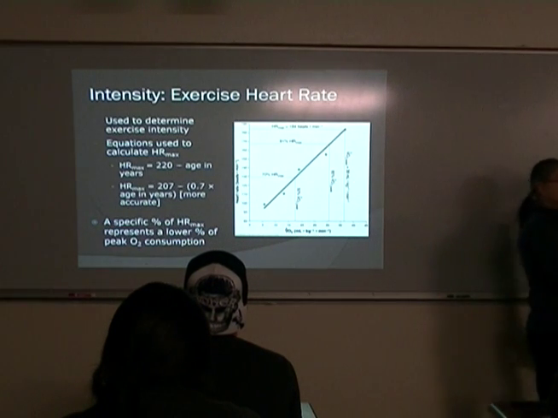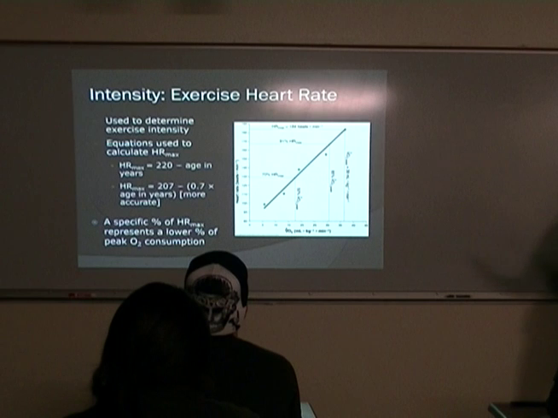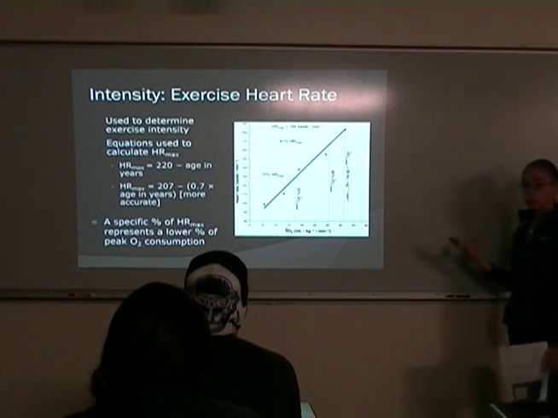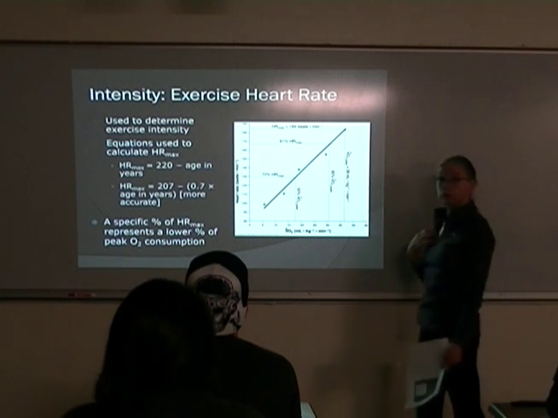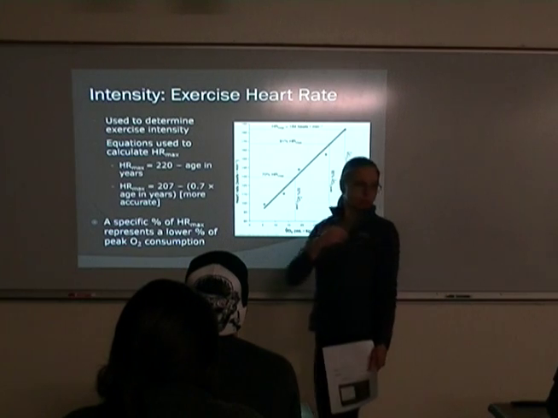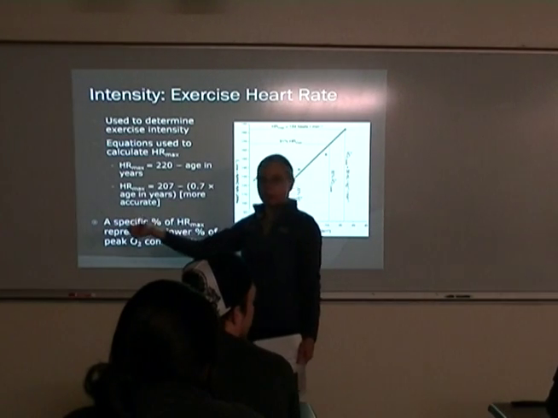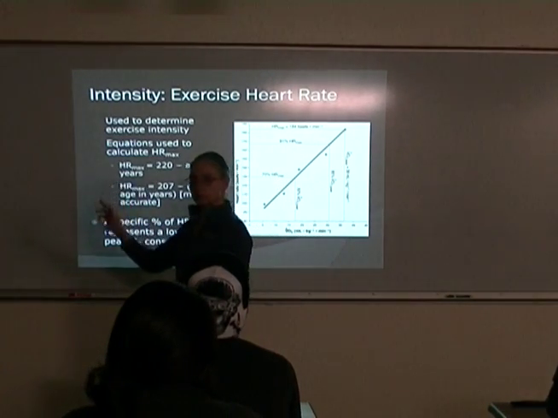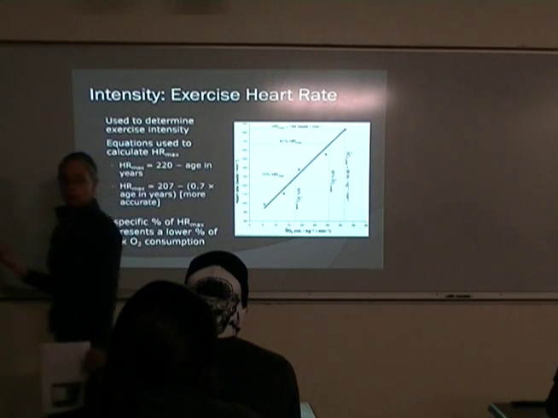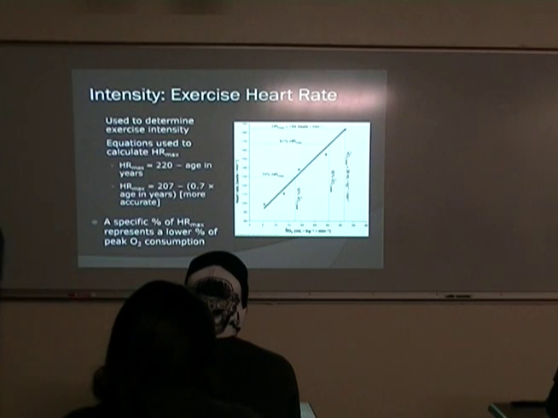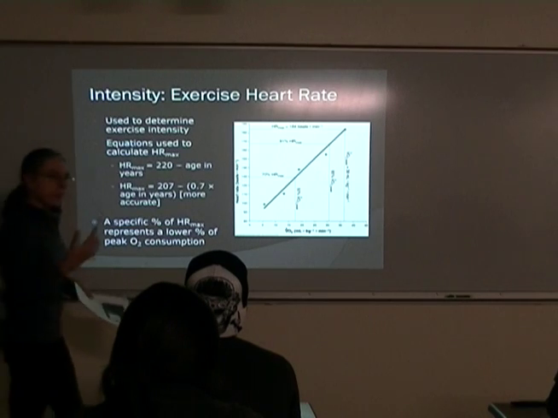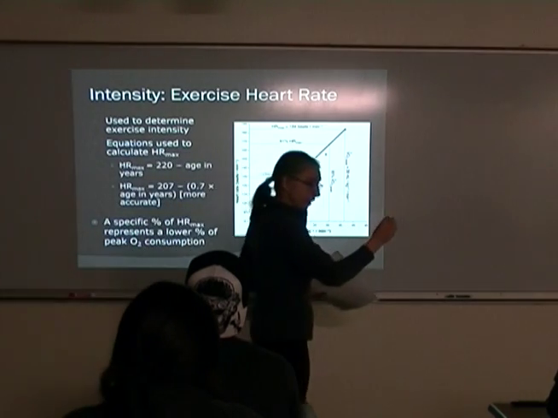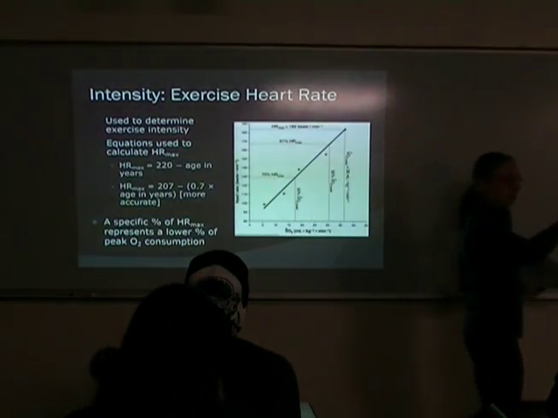The most accurate is to do a stress test and you'll have ECG pads, and you'll get a true max heart rate on a stress test, right? So when you've got an estimate of what your max is, then your intensity is not your max, right?